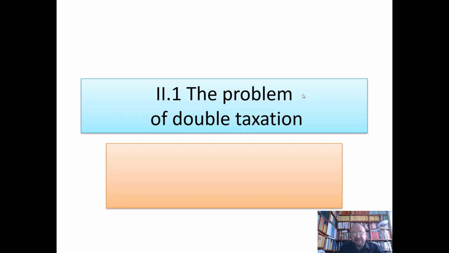So, let's talk today a bit about the basic aspects which you need to understand the problem of double taxation. So, we are now leaving the basics of taxation as such and go to a special problem, the most relevant problem of international taxation at all, and that is double taxation.